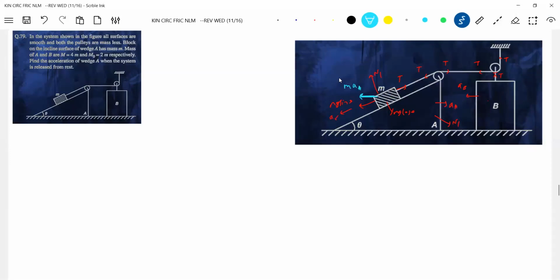Then motion of the block perpendicular to the incline and along the incline. We have to write the equation. As the wedge moves, this particular string will make an inclination. But the question says when the system is released from rest, so assuming that this will remain vertical, we are doing the problem.